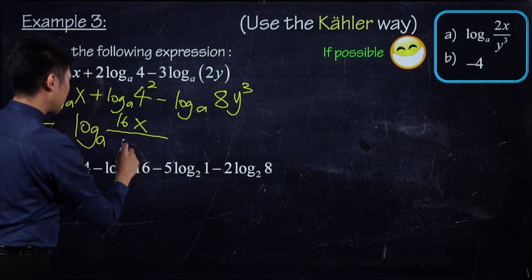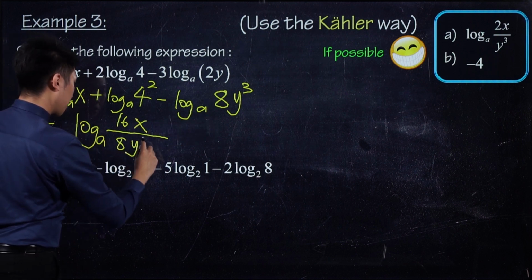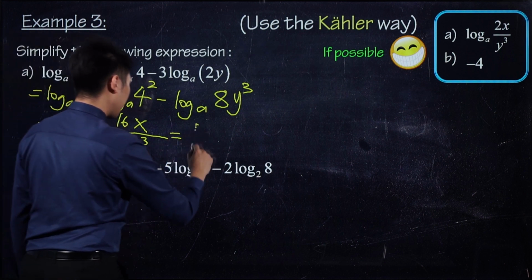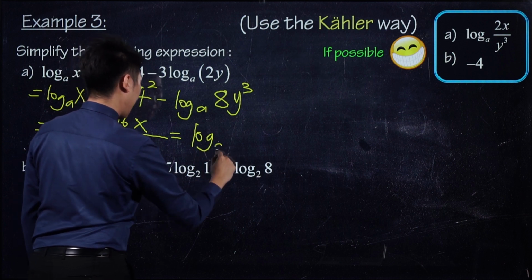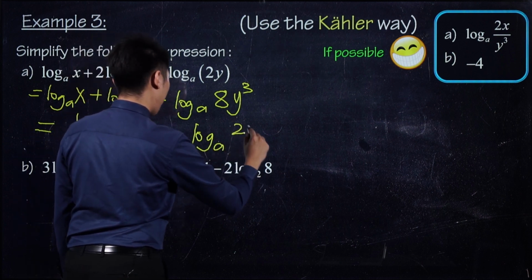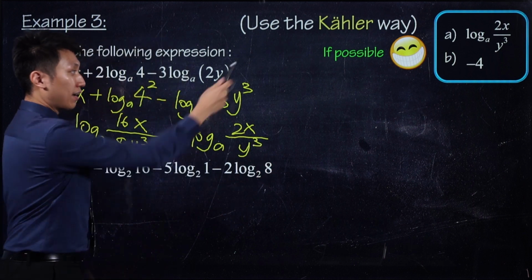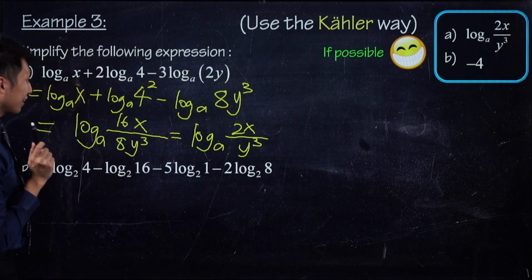Okay, bottom becomes 8y cubed. So 8 and 16 can be cancelled off. So this one just gives me the answer log A of 2x over y cubed. Okay, I get the answer. I didn't bluff you. Okay, right.